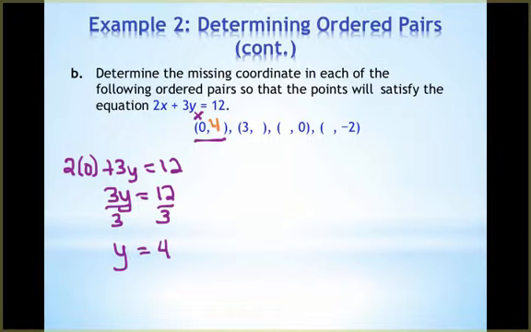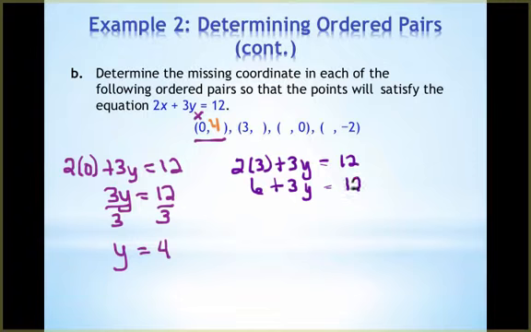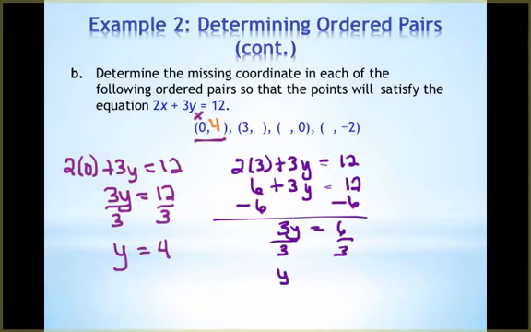Now let's try x is 3. So I want 2 times 3 plus 3y to equal 12. Well, that'd be 6 plus 3y equals 12. Now, solving our equation like we did back in chapter 8, we'll subtract 6 and divide by 3, and we get that y is 2. So when x is 3, y is 2.